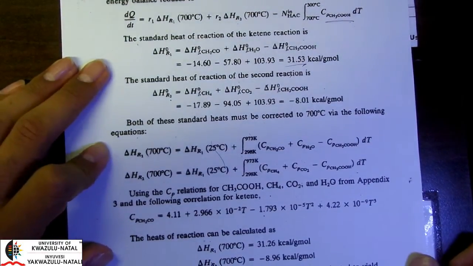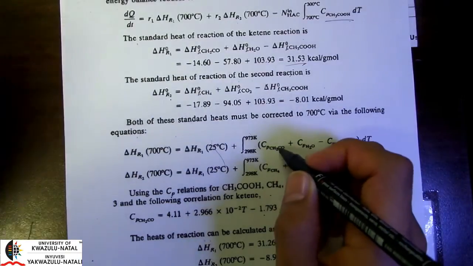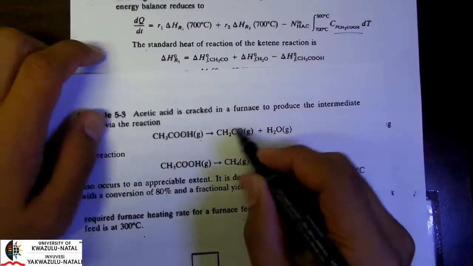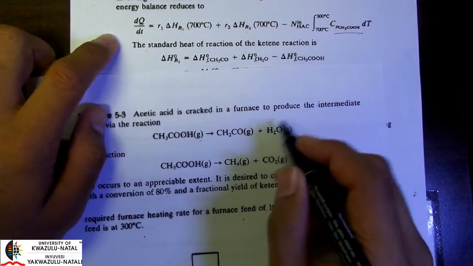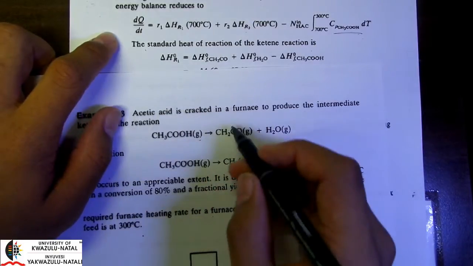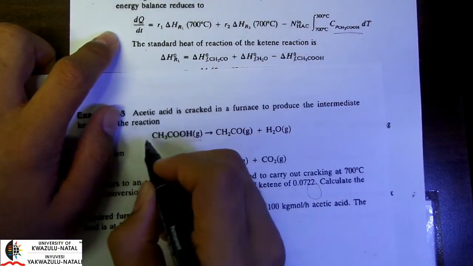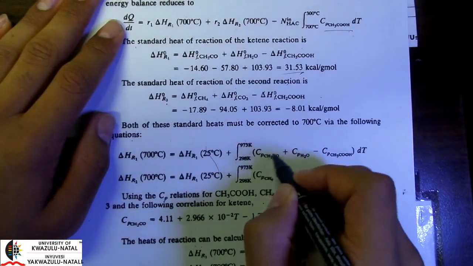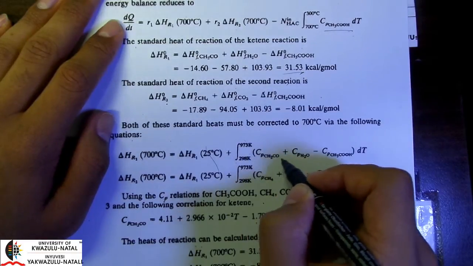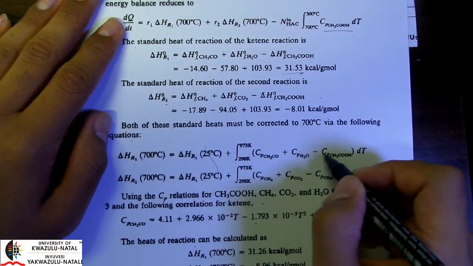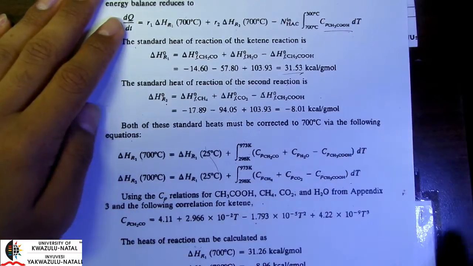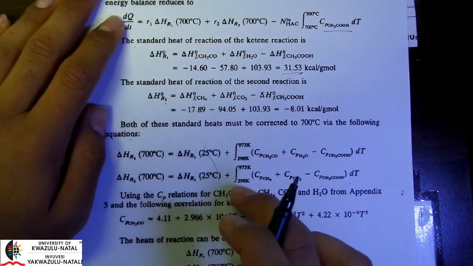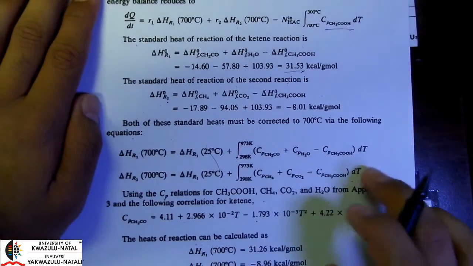Okay, so for reaction 1, I have 3 species: the CH2CO, water and my acetic acid. Stoichiometry here of 1, 1 and -1. Okay, so here it is, 1 times the Cp of CH2CO, 1 times the Cp of water, -1 times the Cp of my acetic acid. And the same principle with reaction 2, my undesired reaction, and that occurs as follows.